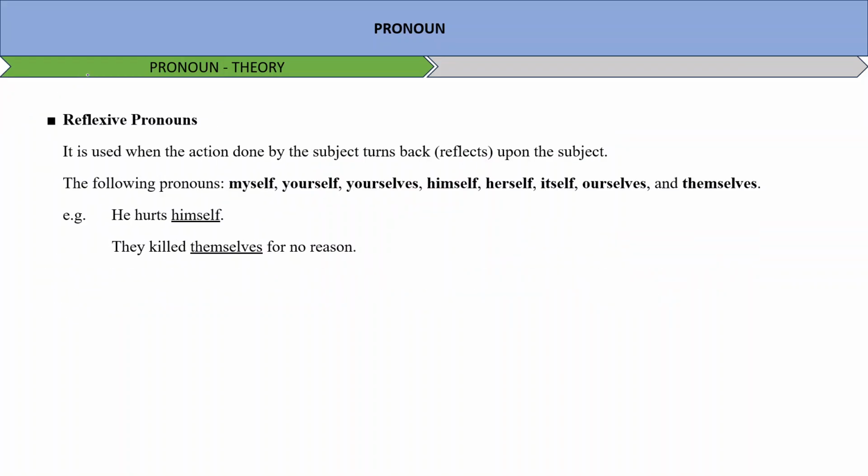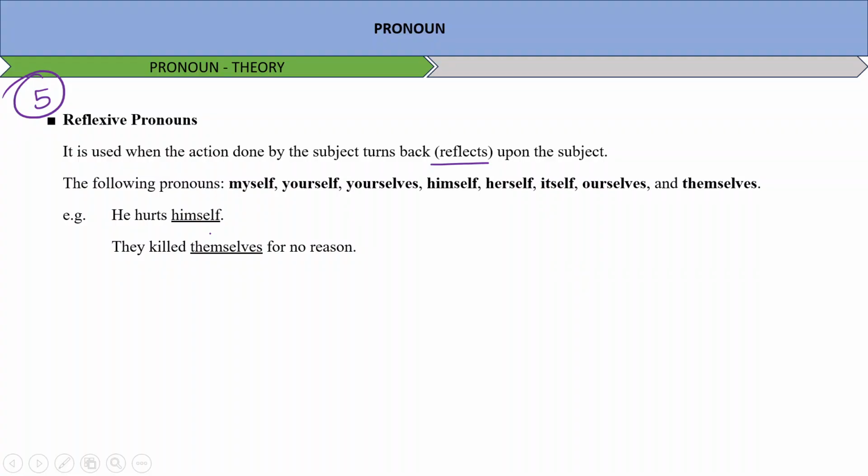The fifth one is the reflexive pronoun. It is used when the action done by the subject turns back and reflects upon the subject. The pronouns are myself, yourself, yourselves, himself, herself, itself, ourselves, and themselves. He hurts himself. They killed themselves for no reason. The action is being done on the subject, reflecting back on the subject, so for that reason you will use a reflexive pronoun.